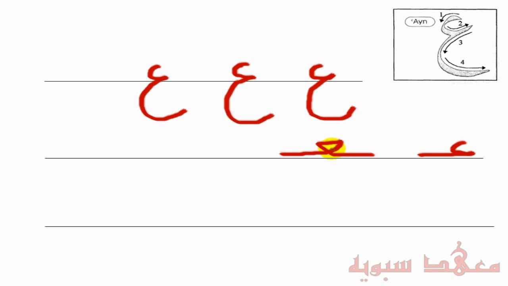Now in the final form, it's similar to this. What we do is, so we have the previous letter, and then to finish it off, we go up, across, and then it's going to be similar to the last part. So it's going to be down like this. So let's draw the three ains one after the other.